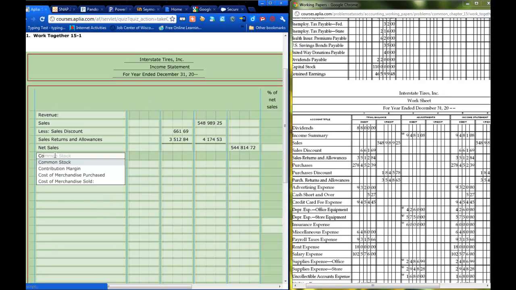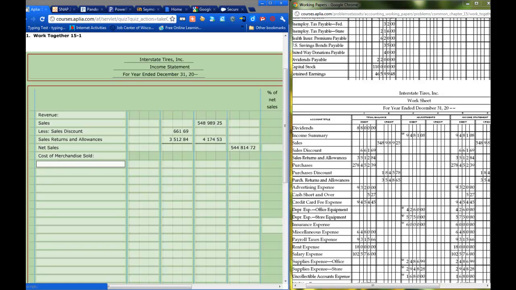The next one I'm going to do is going to be called cost of merchandise sold, followed by a colon. Again, when it's followed by a colon, that means, hey, there's no numbers. This is just the name of a section. What we need is that we have to have our merchandise inventory on January 1st, and we have to have it on December 31st.